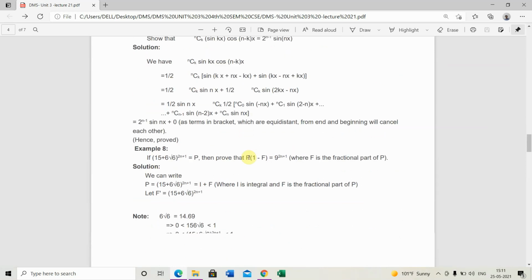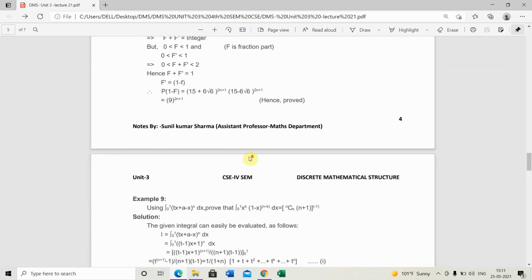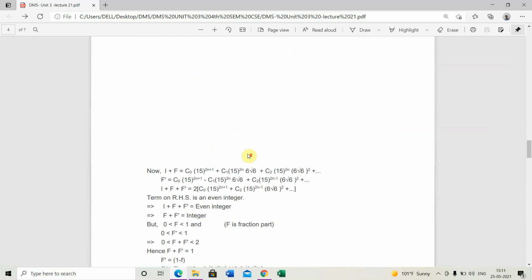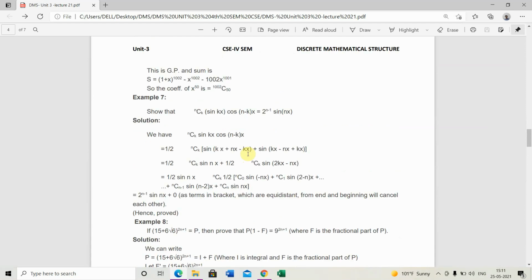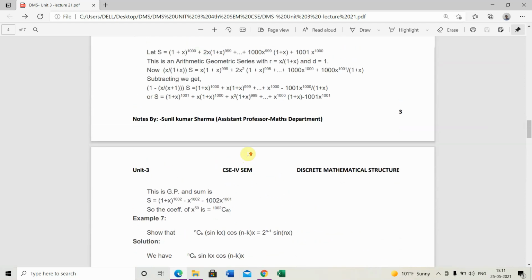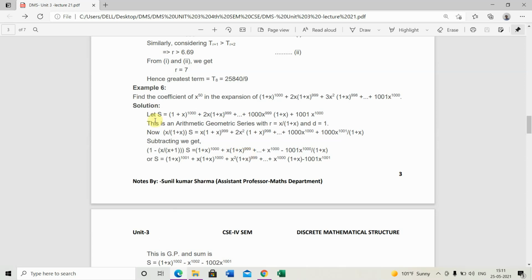Next example. Find the coefficient of x^50 in the expansion of (1 + x)^1000 + 2x(1 + x)^999 + 3x^2(1 + x)^998 and so on, plus 1001 times x^1000.